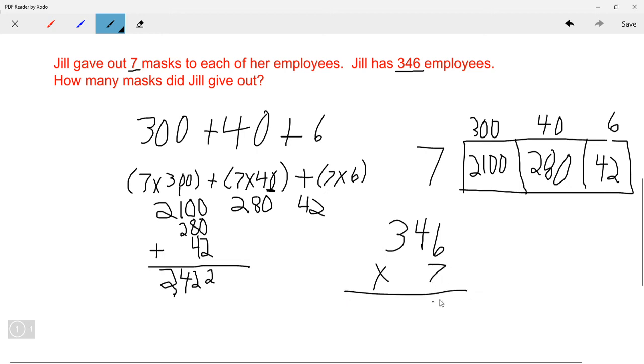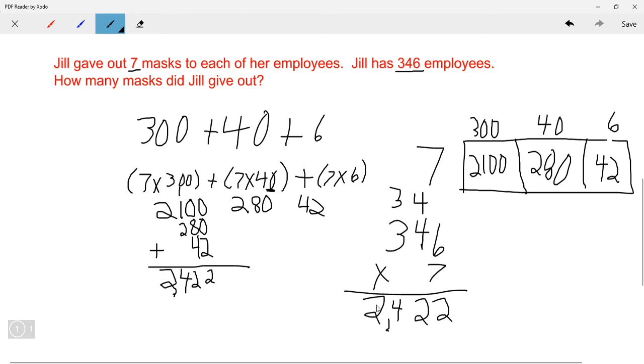7 times 6 is 42. I carry the 4. 7 times 4 is 28. Plus 4 is 32. 7 times 3 is 21. Plus 3 is 24. So every one of these produced the same answer, 2,422.